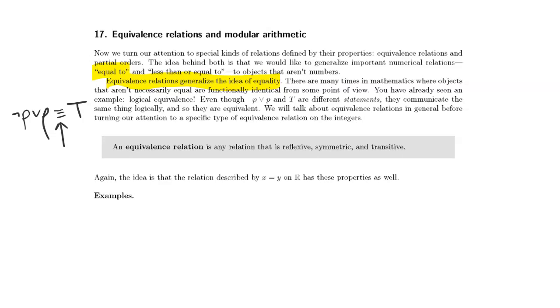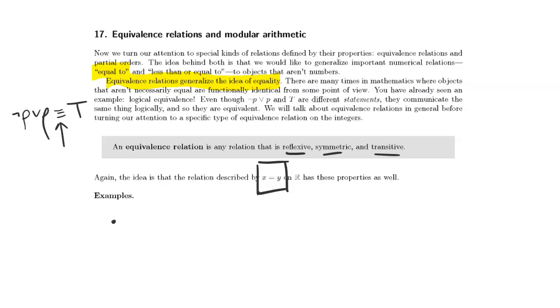So an equivalence relation is any relation that is reflexive, symmetric, and transitive. And if you pay attention to the relation x equals y on the set of real numbers, but really any set, that also has these properties. It's reflexive, any object is equal to itself. It's symmetric, if x is equal to y, then that means y is equal to x. And it's transitive, because if x equals y and y equals z, then that means x is going to have to equal z as well.